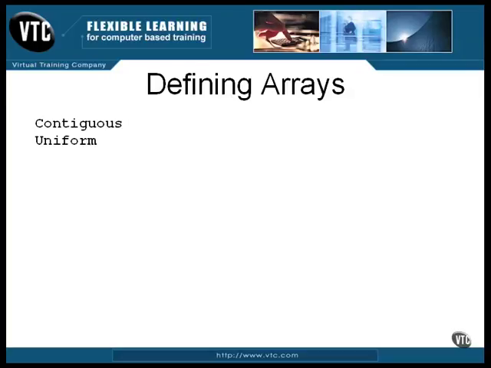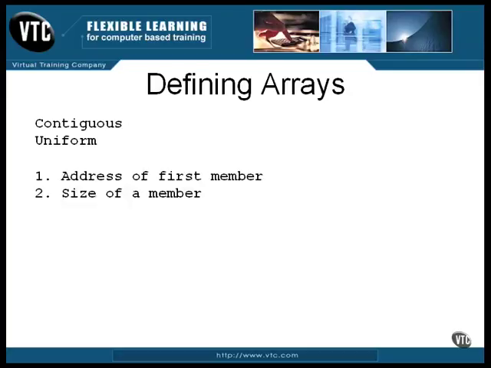This means that the location of any member can be calculated by knowing three things: the address of the first member of the array, the size in bytes of each member of the array, and the index of the desired member. The index of the first member is 0.